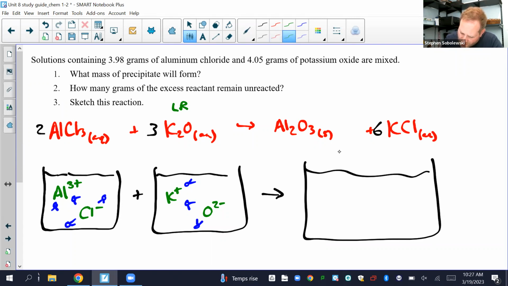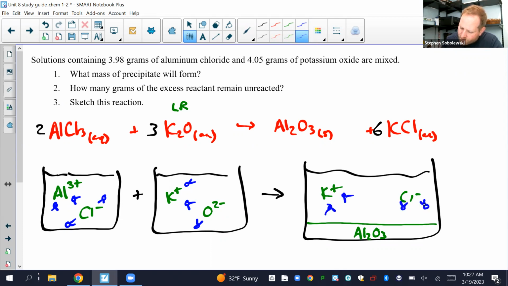Final beaker, I have Al2O3 at the bottom. Al2O3, that's solid, that settles out on the bottom as my precipitate. I have K+ and Cl- ions floating around with waters pointing towards that and away from that. But we're not done yet. Because it's an LR-ER problem, I have to put my excess reactant in the final beaker here, in the solution. We call this the supernatant, the liquid above the solution. It's the water that contains the ions.